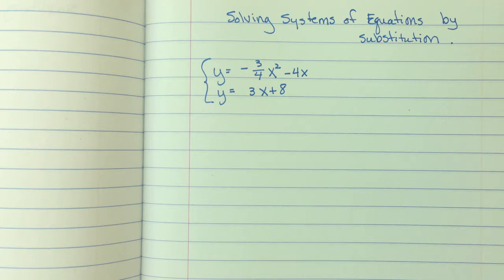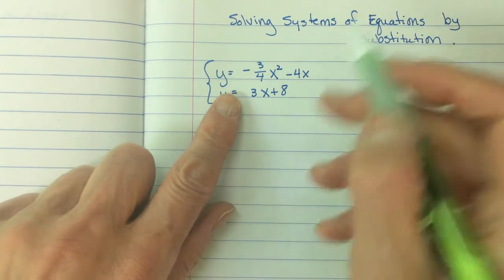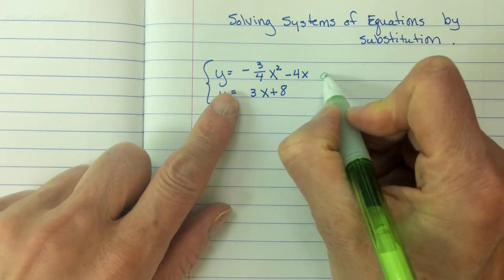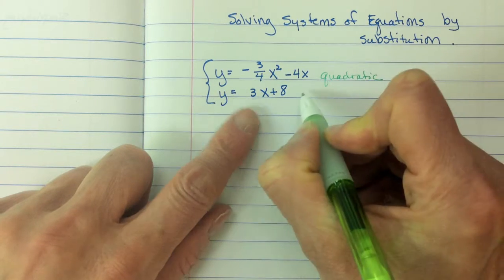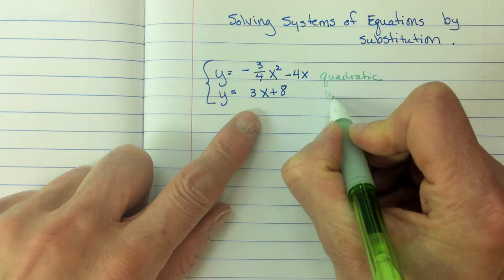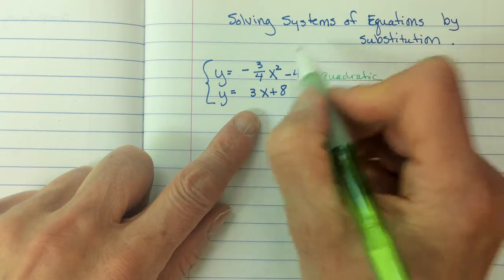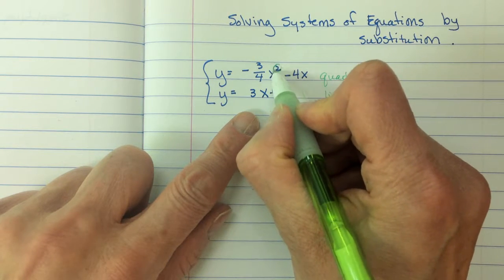In this video, we're going to be solving systems of equations by substitution. So first, let's look at what we have. Here we have a quadratic, and here we have a linear function. I know this is a quadratic because this is squared.